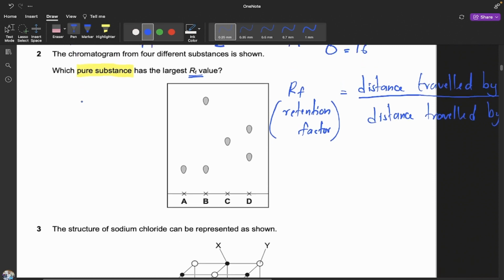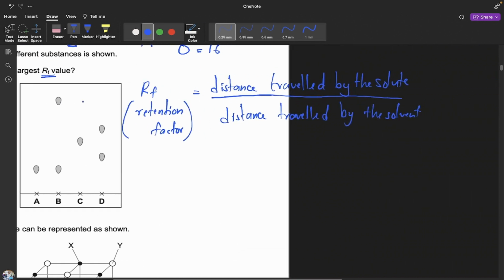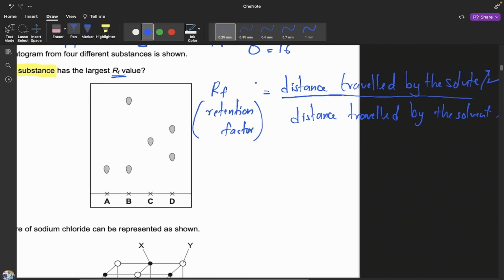Here they are asking which has the largest distance. So let's ignore the distance traveled by the solvent for a minute. Distance traveled by the solute is the very important thing. When this one increases, RF value increases. So let's check which solute has moved the furthest. Obviously, you can say it's B.